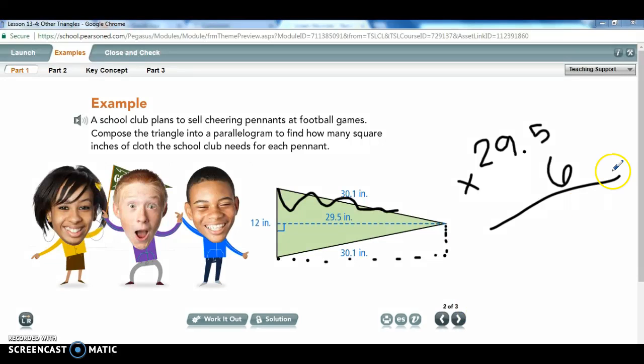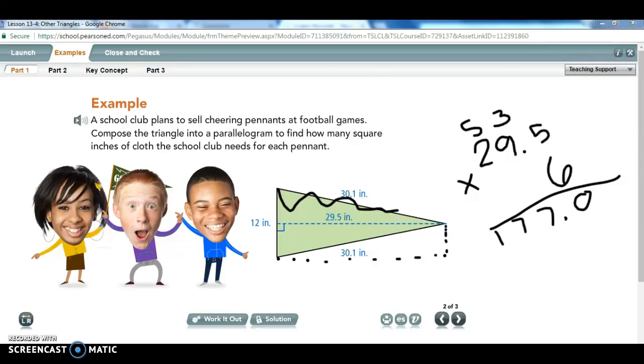I then multiply. 6 times 5 is 30. 6 times 9 is 54, plus 3 is 57. 6 times 2 is 12, plus 5 is 17. I look to see where my decimal points are. There's only one digit after the decimal point, so I want one digit after the decimal point here. So I know that I'm going to need 177 inches squared. That is one way to solve the problem.